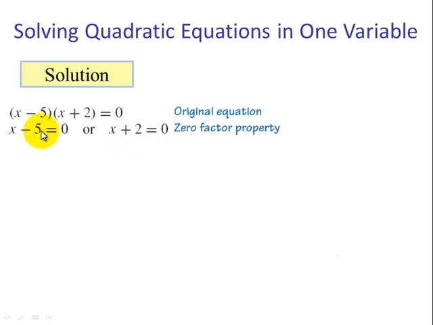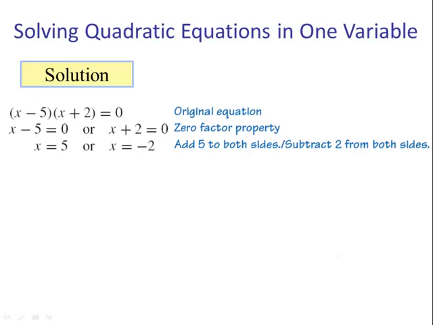Here I'm going to add 5 to both sides of the equation, and here I'm going to subtract 2 from both sides of the equation. And we get the solutions x equals 5 or x equals negative 2. Now what does this mean? If you take 5 and substitute it in this equation, you will get a true statement. 0 will equal 0. Or you can take negative 2, stick it into this equation, and get a true statement.